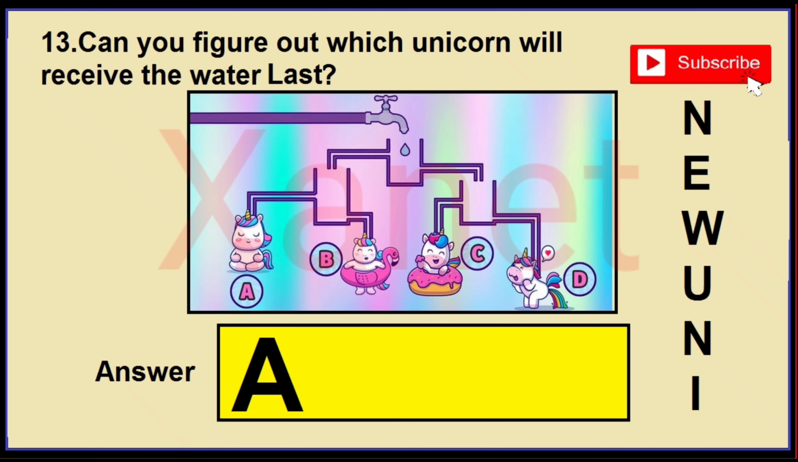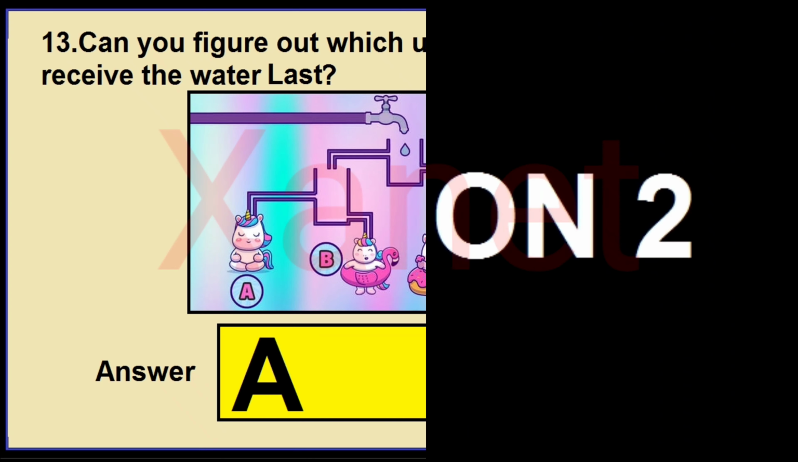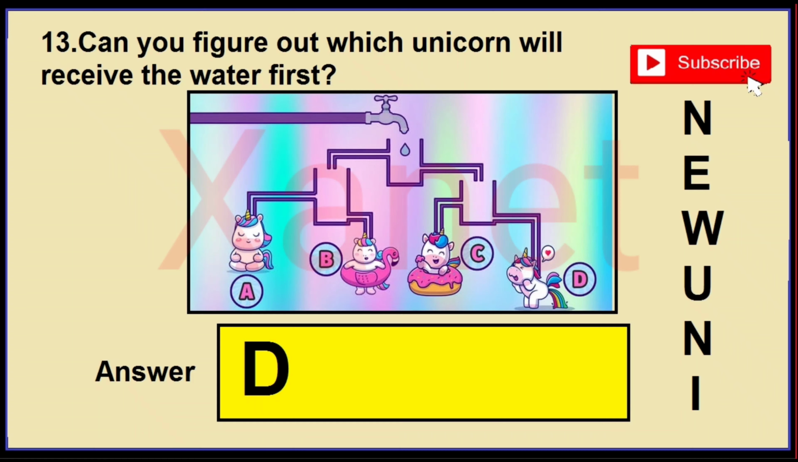It is told here last, okay? And if you find this sort of image and this sort of question, then the correct answer is A. So just click A if you find this sort of question. Now in version 2, it is similar to that of version 1 in image, but the question is just different. It is asked here, can you figure out which unicorn will receive the water first? So if you find this sort of question, then the correct answer is D.